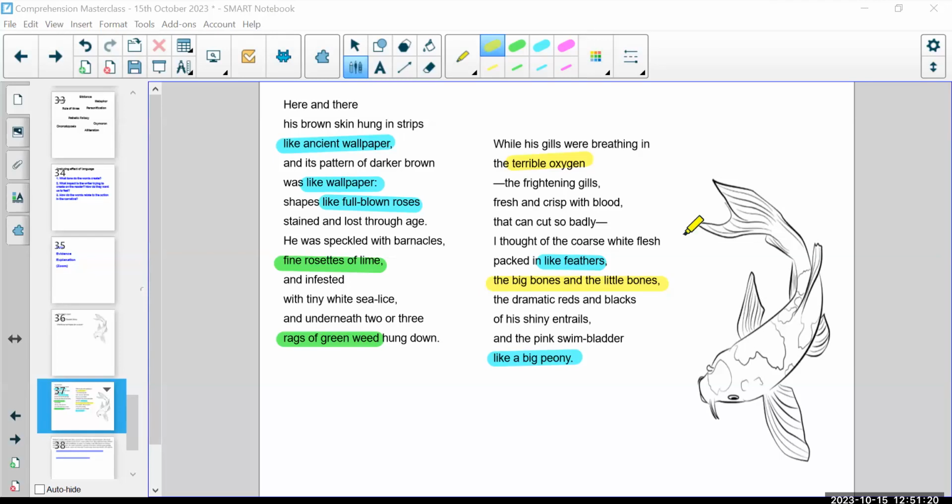Okay, I'm going to give you guys a couple of minutes, and I would like you, like before, to put it in your PEE structure, please. I don't want just short answers. I want a full 3-part answer.